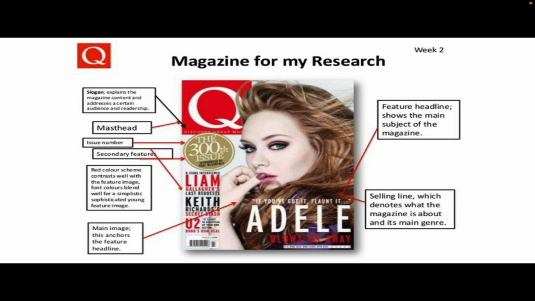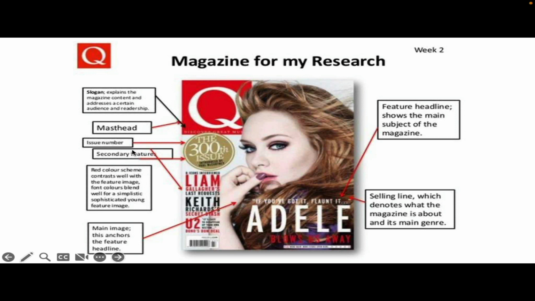Okay. All right. Now, another thing that you'll see is your main image. This is what you guys are going to take this week. Again, this can be about whatever subject you want it to be about. It anchors the feature headline. The feature headline we can see is right here. We have a picture of Adele, and we have her name right here. Now, what we have on top of the headline is called a selling line, which denotes what the magazine is about and its main genre. So you've got a selling line above the headline.